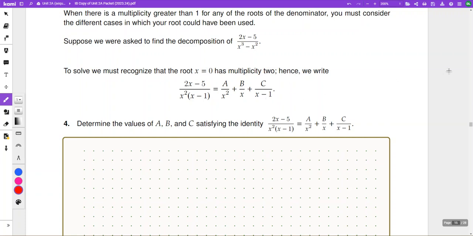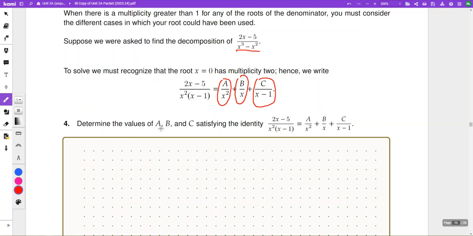So we would write this as three possible terms. That we have a over x squared as a possible term, b over x as a possible term, and then a third term, c over x minus 1. Those are the possibilities that I would have for my terms that could be combined with that common denominator of x cubed minus x squared.